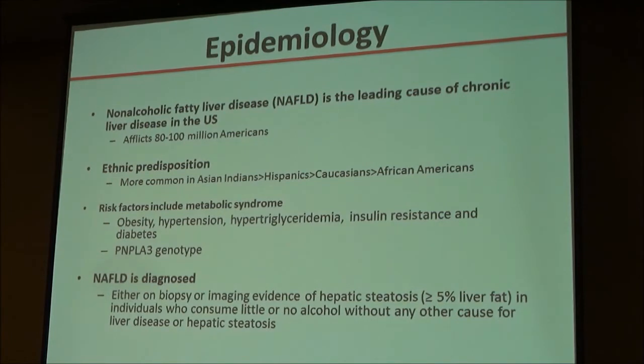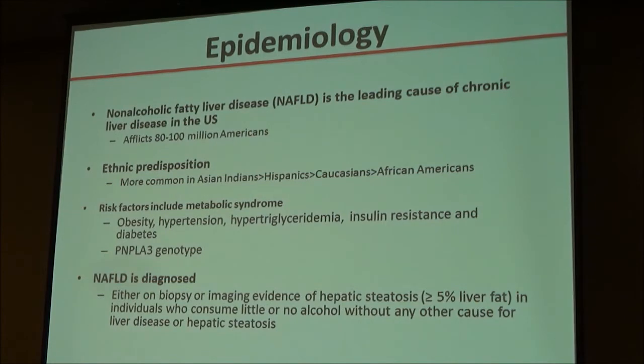There is an ethnic predisposition, so we know Asian Indians, Hispanics, they have a higher rate of fatty liver. African Americans seem to be protected. And there's certain syndromes, or something called the metabolic syndrome, and risk factors that we look for in patients that have NAFLD. And that's obesity, hypertension, elevated triglycerides, they can have insulin resistance, diabetes, and very interesting, what we're finding out is that there's a genetic component now to fatty liver, and a specific gene, the PNPLA3, that is linked to patients that have fatty liver.